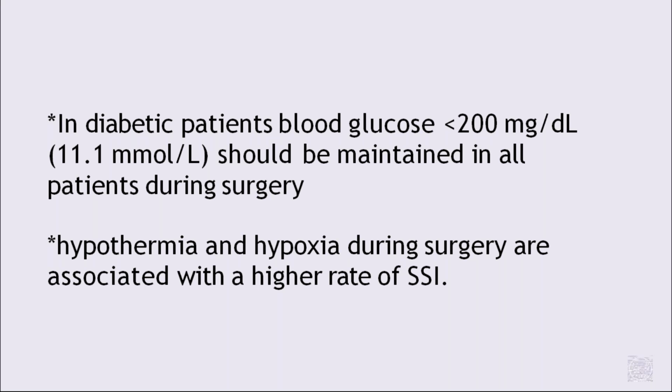Because in diabetic patients you should control the blood glucose, it should be less than 200 milligrams per deciliter in all patients during surgery. If there are any of these conditions, like hypothermia, you should first control them. Hypothermia and any hypoxia during surgery are associated with a higher rate of surgical site infections.